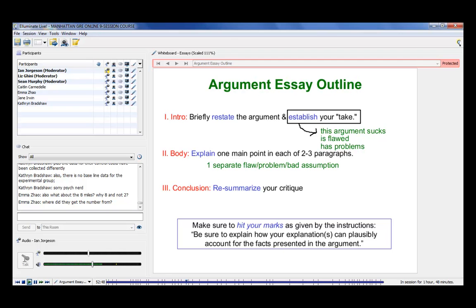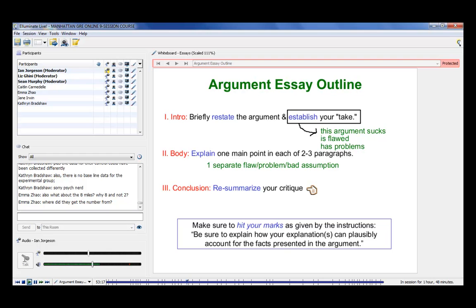If possible, also, depending on the prompt, mention what it might take to fix that problem. But once again, that's a little bit dependent on the prompt itself. And finally, make sure that you have a conclusion. Re-summarize your critique. You're basically repeating what you said in the intro. That's fine. Just use different words. Paraphrase yourself. You've got to have an intro and a conclusion. You can't get away with no conclusion.